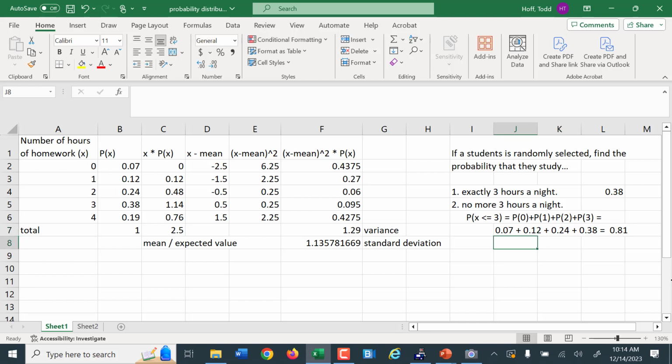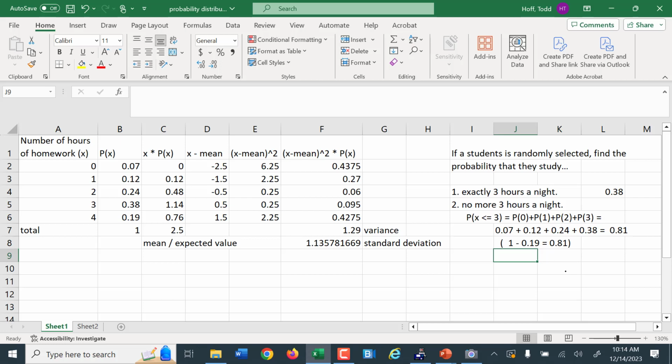Now, to be honest, what I did there is I used a complement. The complement of being less than or equal to 3 would be the probability of being greater than 3, which is only the 4, the 0.19. So I used 1 minus the 0.19, which gave me the 0.81. So rather than adding up those four numbers, I just took the other number, the 0.19, and subtracted it from 1 to get what was left over.